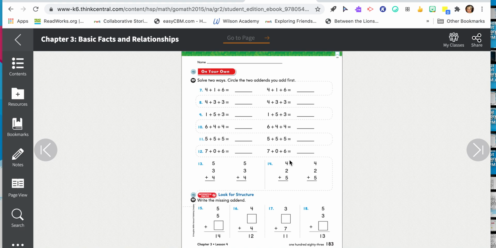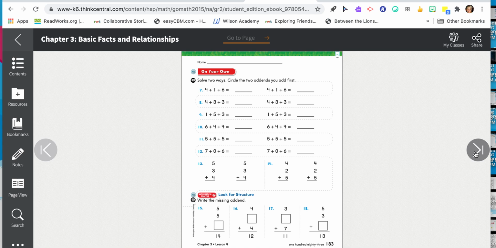So you're going to do this whole page, and then if you look down here, this is a little bit more challenging because they're written vertically and there's a missing addend. So you have to discover the missing addend, not the sum. If you look at 15, we know that 5 and 5 is 10. Now you have to think to yourself, okay, 10 plus what will get me to 14? That's right, 10 and 4. So you would write the number 4 in this box.